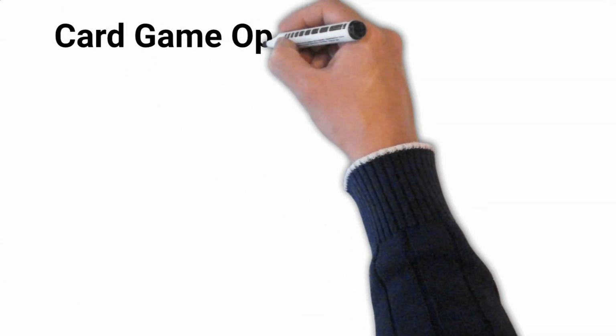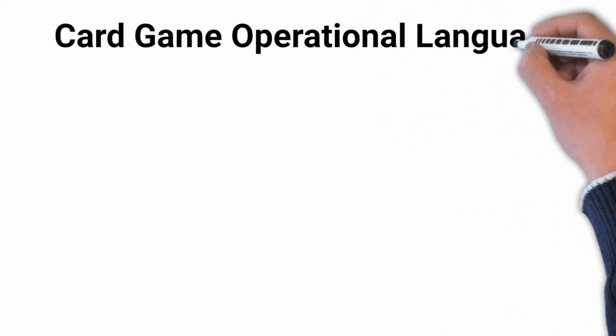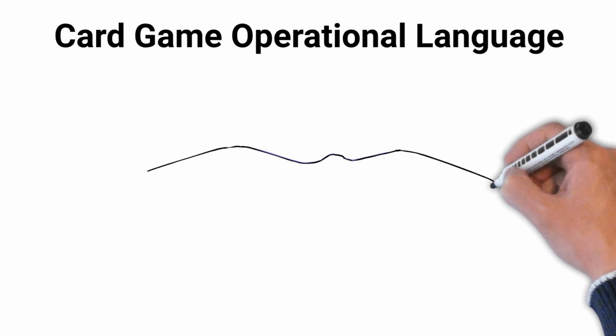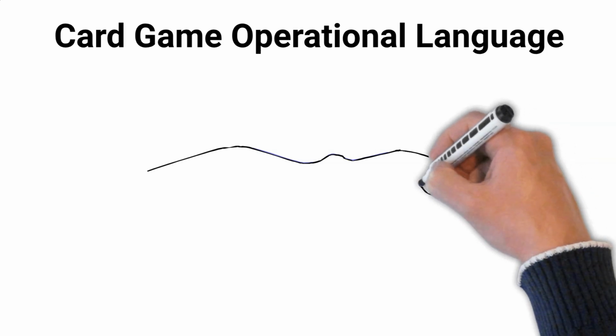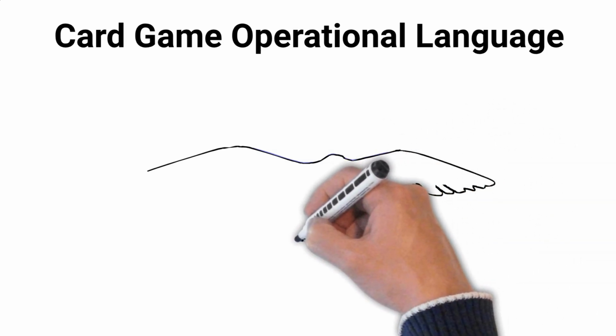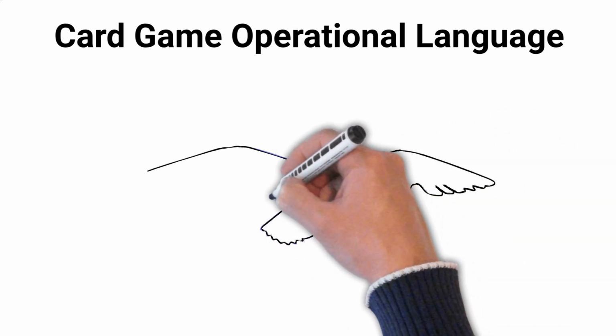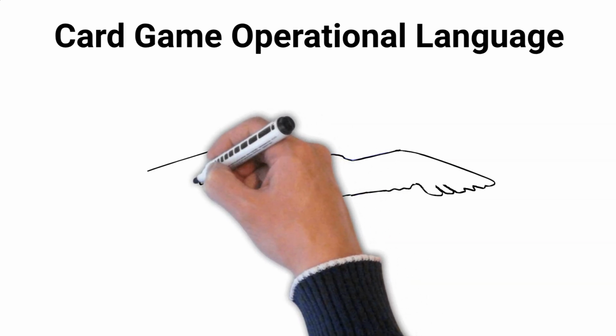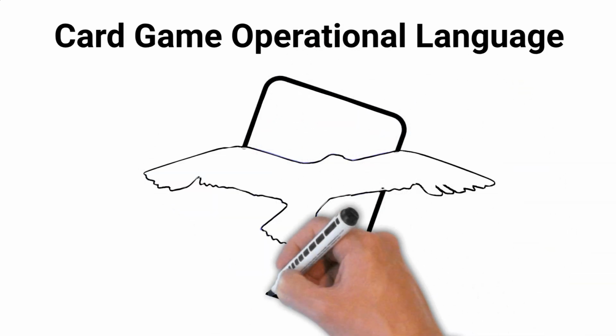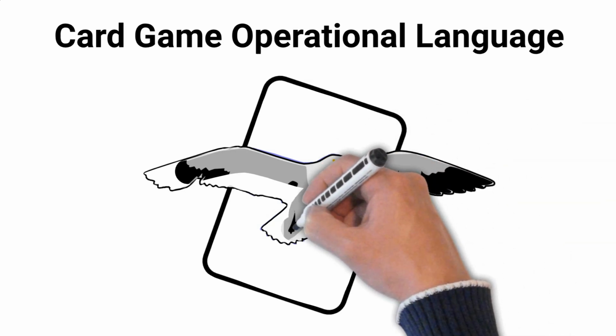The language is called Card Game Operational Language, or CGOL for short. Notice that I said operational language instead of descriptive language. This is because the language does not compile into a playable game, but is a running game that can handle language operations on the fly.